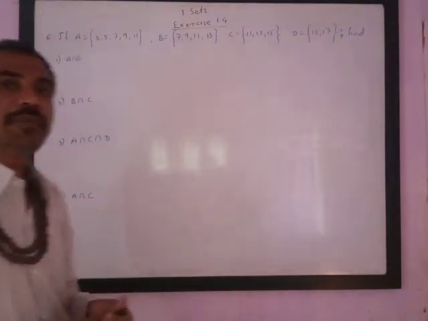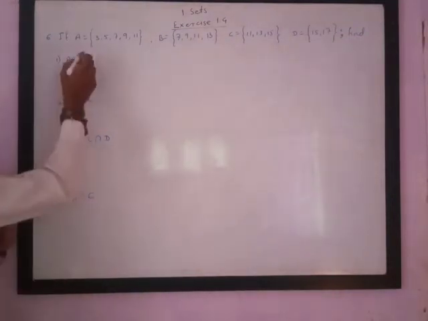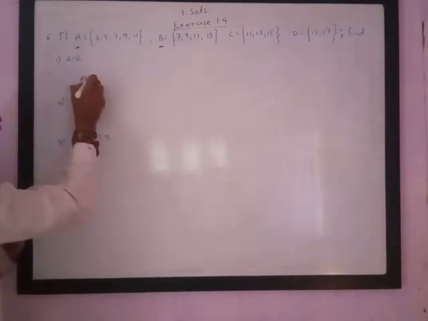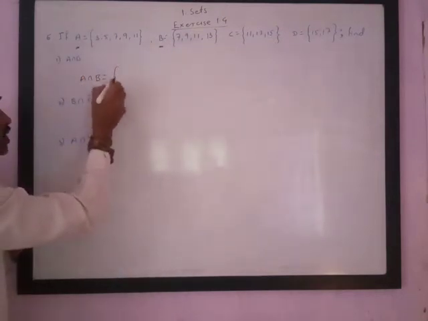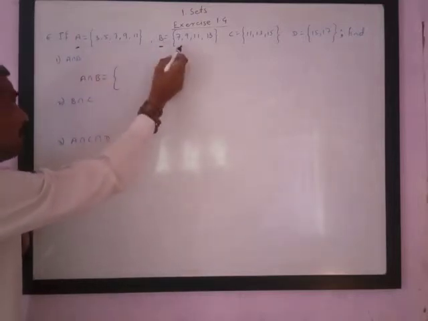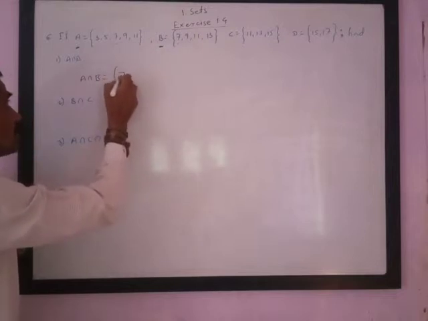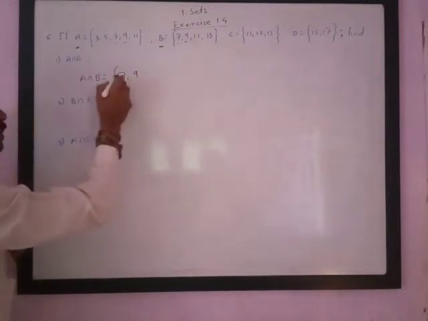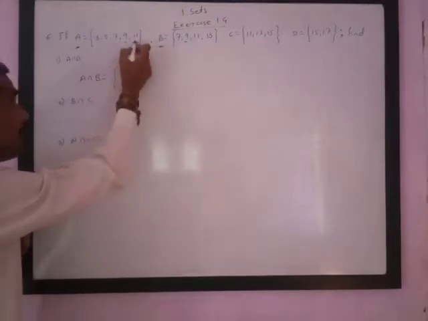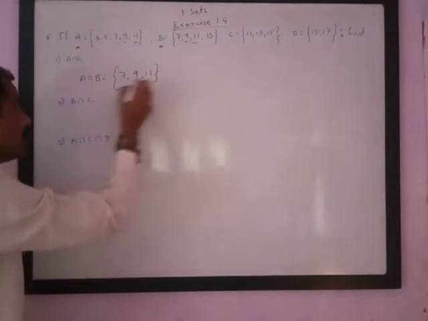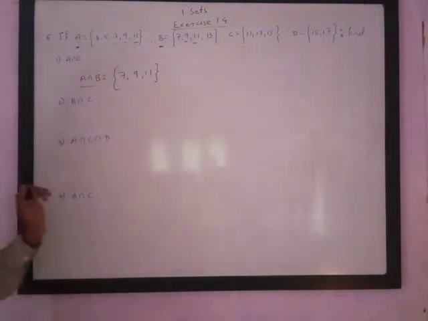Now A intersection B means the elements which are common to set A and set B. So A intersection B is equal to the set of: 3 is not common, 5 is not common, 7 is common. So set of 7, then 9 is common. So 9 is an element of A intersection B. 11 is also common. So the set of 7, 9, 11 is A intersection B.